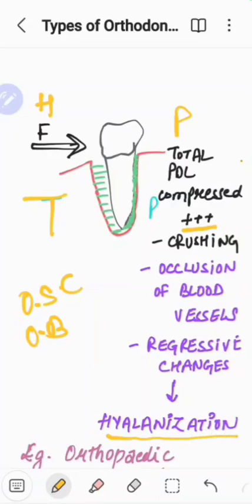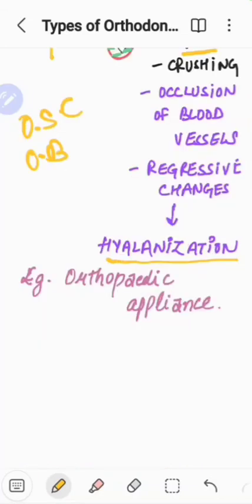We will study the biology of tooth movement, and there we'll discuss the hyalinization. Once the hyalinized areas are produced, it takes a longer duration to recover back to normal and lead to tooth movement. That is why the heavy orthodontic forces are never recommended for orthodontics.